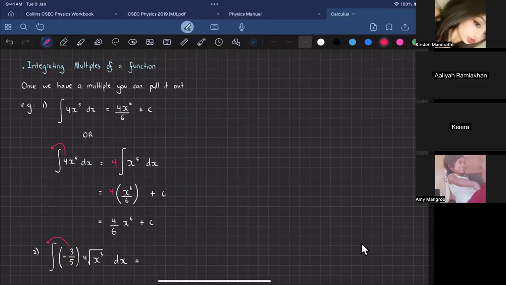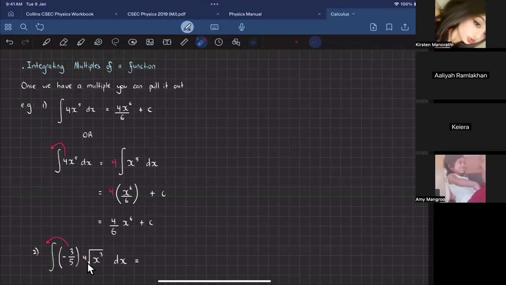I pull out the, what is it called? The minus 3/5, right, as a constant. What do you do next? I change the third. So if you have this expression over here, that's counting as what power? That is what to the power what? One quarter. Sorry, my bad. 1/4, right?